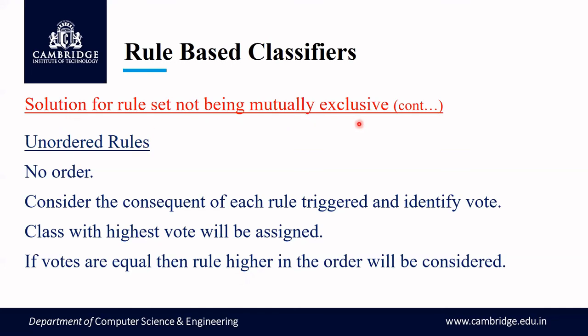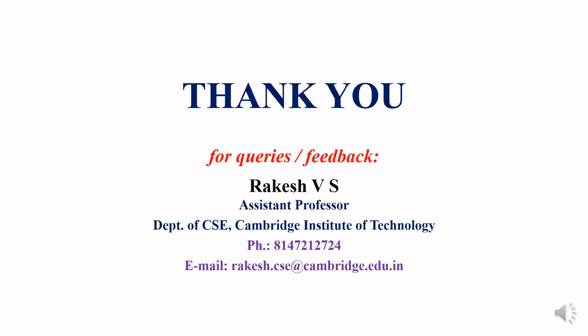There are two solutions for mutual exclusiveness: one with respect to ordered rules and the other with respect to unordered rules. In the case of ordered rules, you derive the rules in a particular order, and the rule which is higher in the order, you directly assign that. In the unordered list, you are going to identify the vote, and based on the vote, you are going to assign the class. If the votes are equal, you are going to consider the rule which is higher in the order.